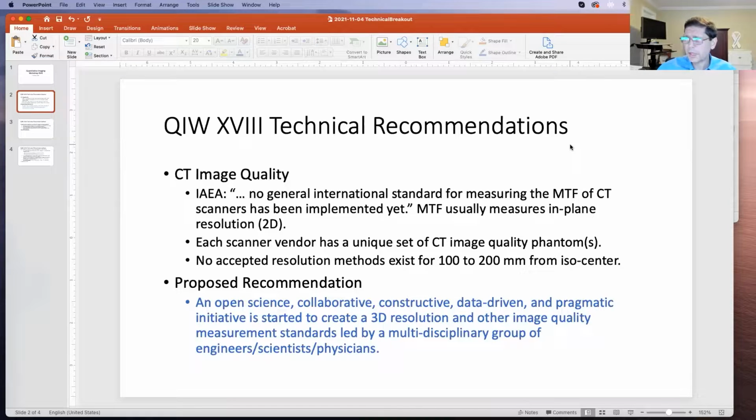Okay, excuse my French. Let me ask Phil Judy. Phil, what's your experience with resolution on CT scanners?